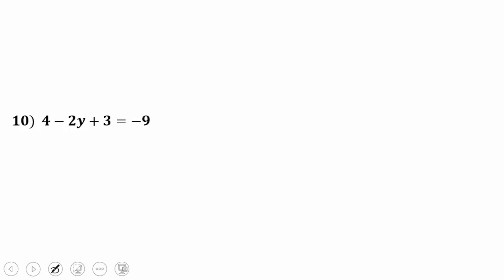Example 10. 4 minus 2y plus 3 equals negative 9. Now we have these constants that are like terms. 4 and 3, that's 7 minus 2y is equal to negative 9. So what are we doing to y first? I know it's in a different looking order, but what are we multiplying y by? Negative 2. Remember, terms include the operation that comes in front. So we're multiplying by a negative 2, and 7 is positive because there's nothing in front of it.